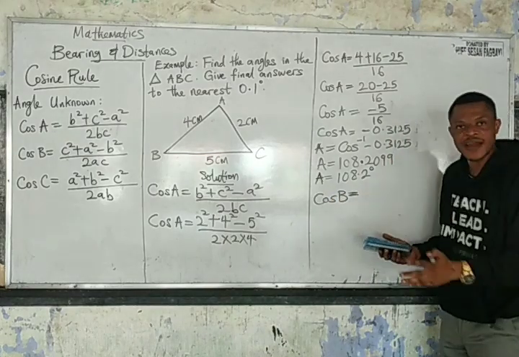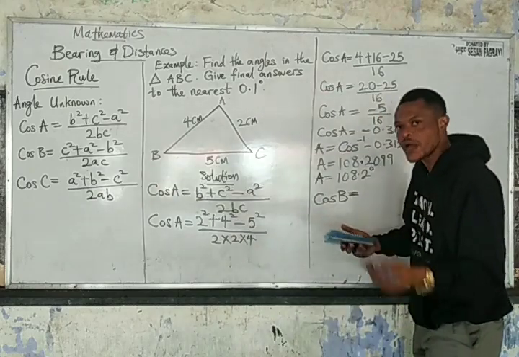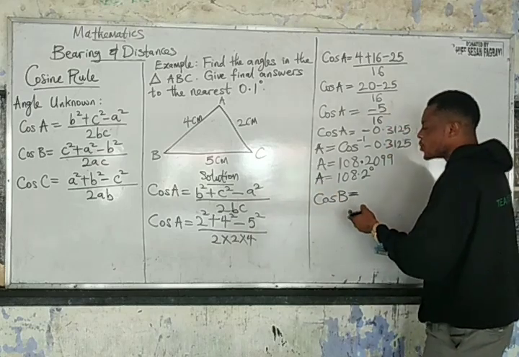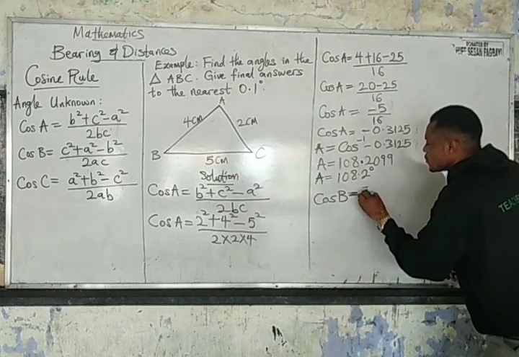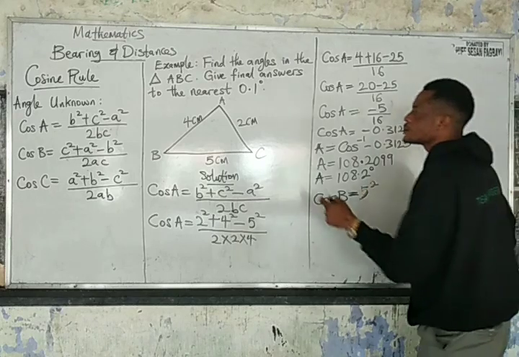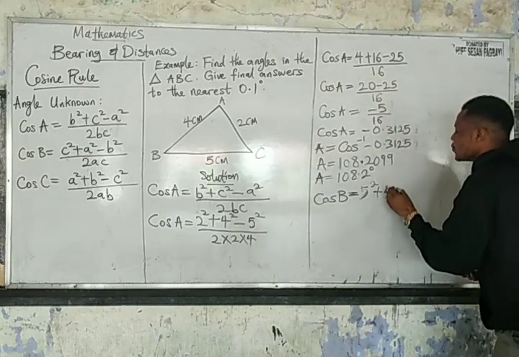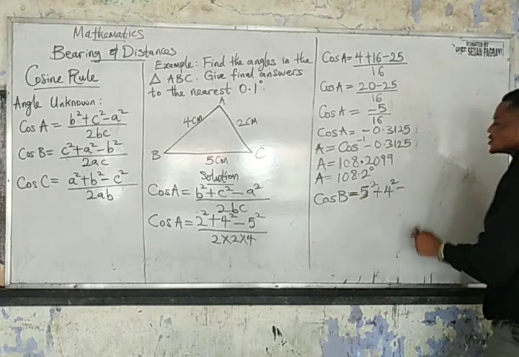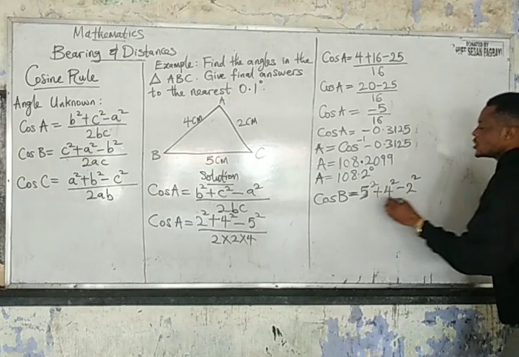so there is no point rewriting it. It's already well stated, c squared plus a squared. So you can choose to start with a squared or c squared. Whatever it is, they are being added together. So let me decide to start from a squared. So from cos B, we have a squared. That will give us 5 raised to the power of 2 plus c squared, which is 4. 4 raised to the power of 2. Then minus b squared. The b is 2. So we have minus 2 raised to the power of 2.